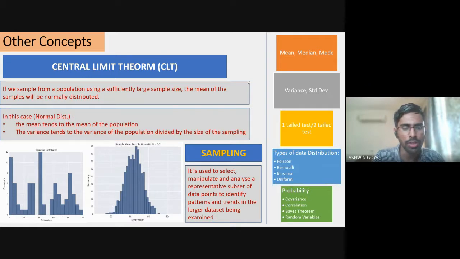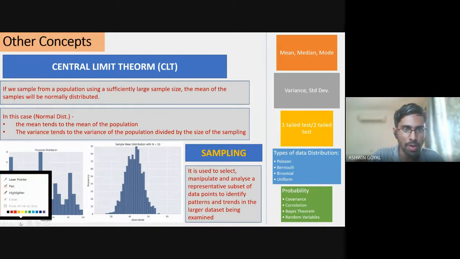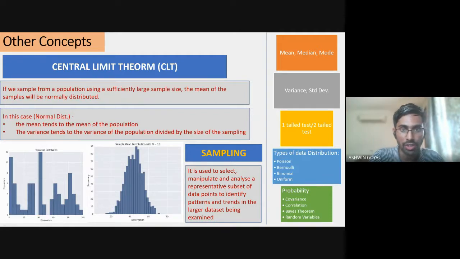The first one being the central limit theorem. What is the central limit theorem? Let's say we want to sample from a population which has a sufficiently large sample size. In that case, we can approximate the mean of the sample to be normally distributed. Right? We can assume it to be normally distributed. And this is only if we have a sufficiently large sample size. This is extremely important here.